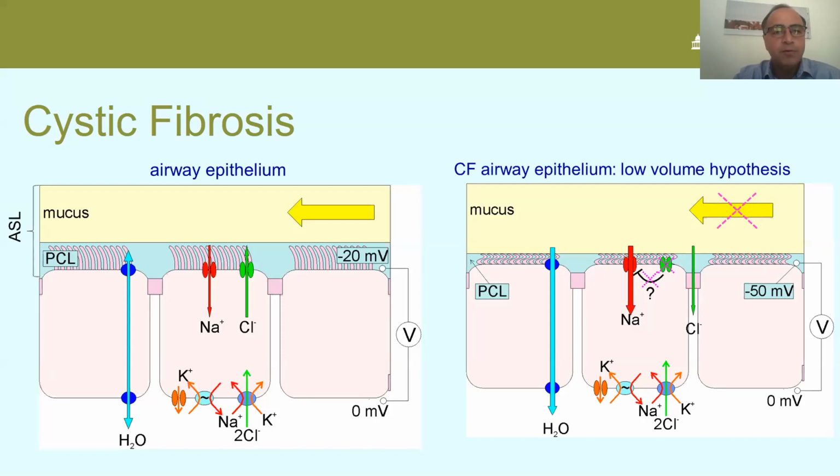So let me kick off by a specific healthcare problem, which is cystic fibrosis. It is a genetic disorder. What you see on the left is sort of a pictorial representation of what is happening in a normal epithelial cell. You don't need to worry about too much details.